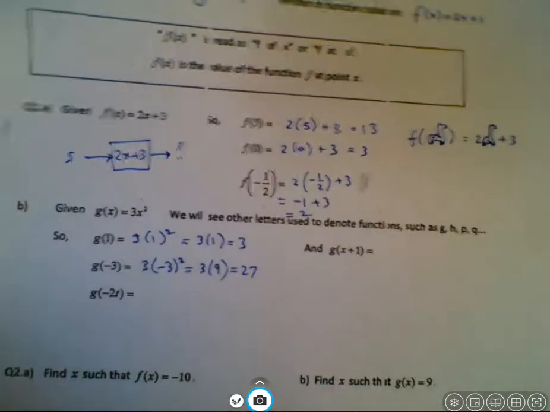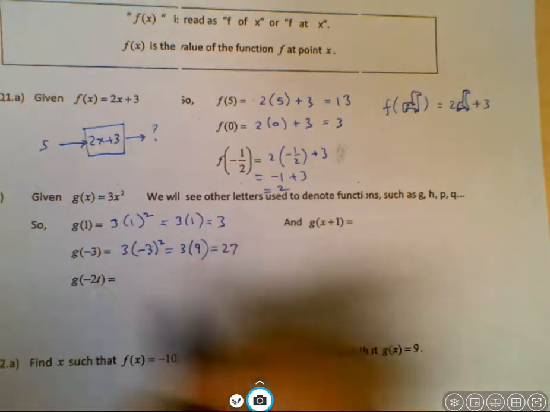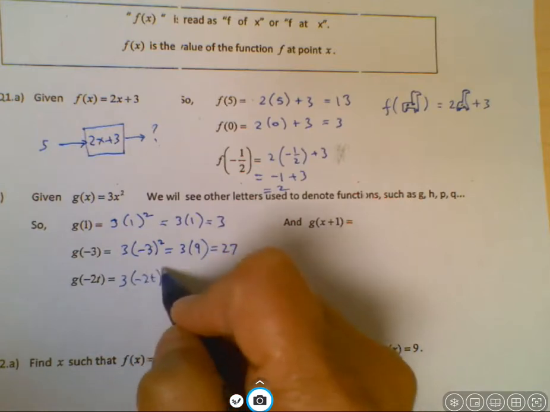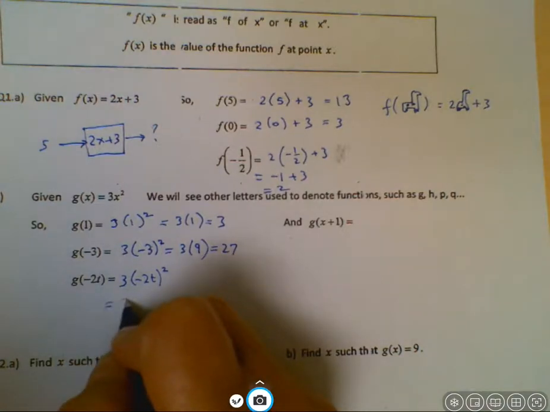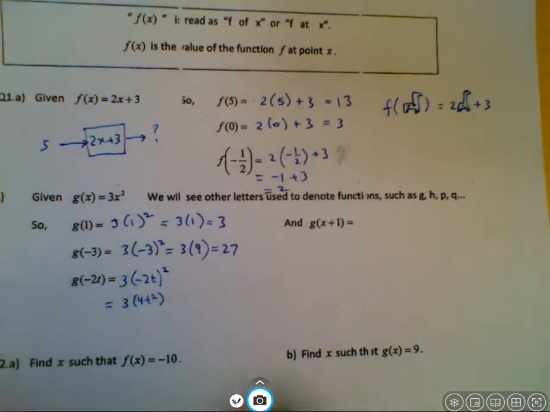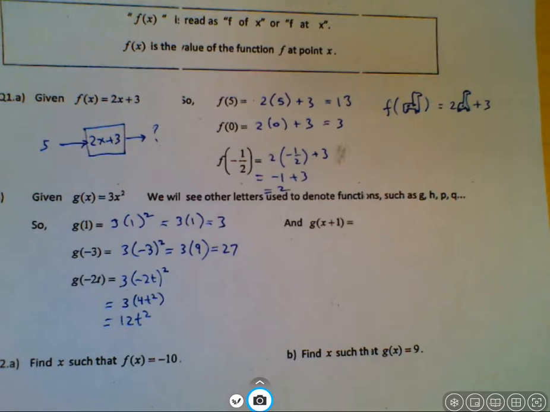And the input, just like it can be a giraffe, it could also be other algebra. So if negative 2t is going to be my input, then I'm going to have 3 times negative 2t squared. And I can simplify that. The negative 2t is squared, so I have 4t squared. And that's going to be 12t squared.